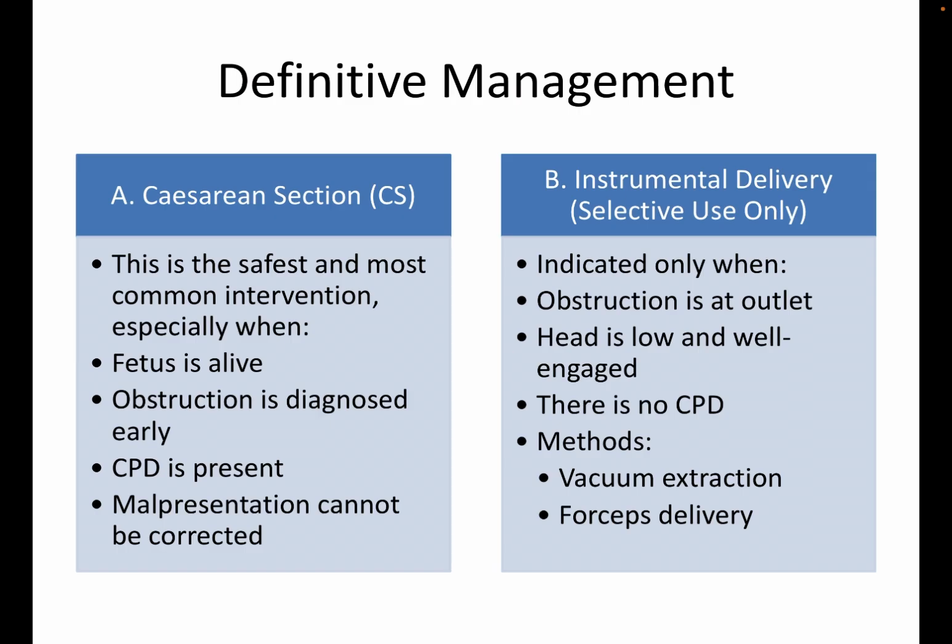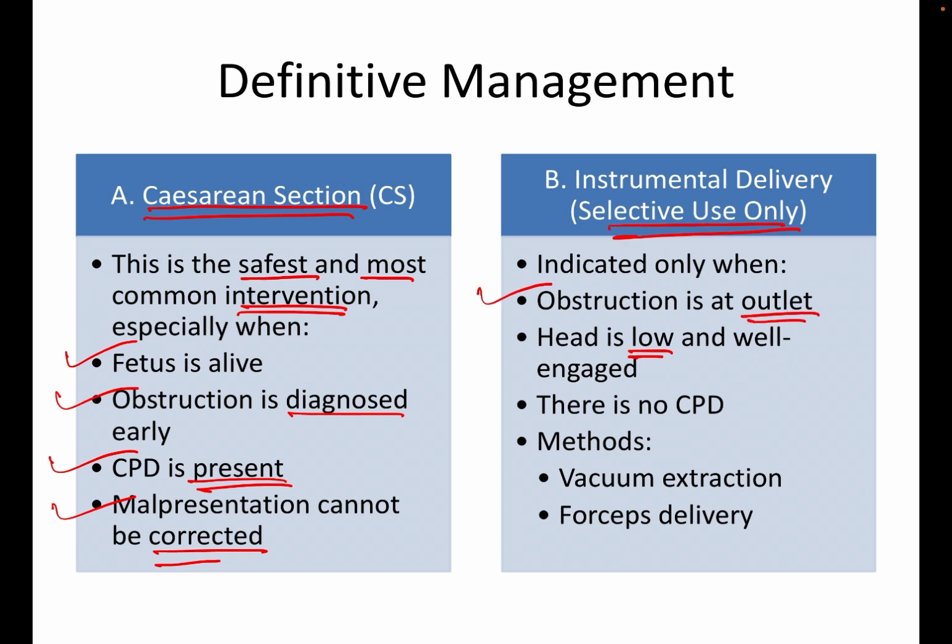Coming to the definitive management, going for a cesarean section is the safest and the most common intervention, especially when the fetus is alive, obstruction is diagnosed early, CPD is present, and malpresentation cannot be corrected. Instrumental delivery, though used very sparingly, is indicated only in selected cases, when the obstruction is at the level of the outlet, the head is low and well engaged, and there is no CPD.